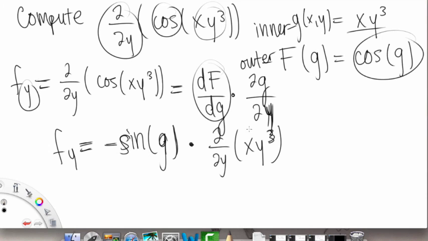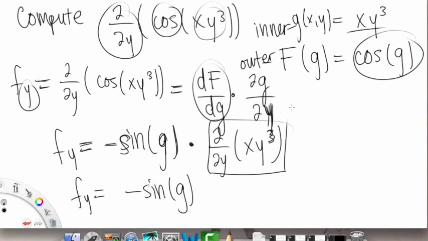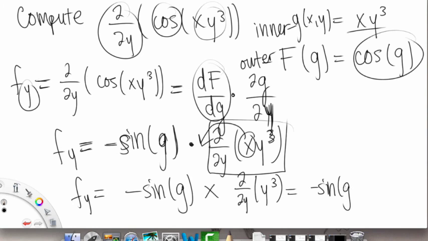Now if we want to simplify a little bit, then we'll get f sub y is equal to negative sine g, and then let's look at this guy. If we're differentiating with respect to y, that means our x is being held constant. So we can bring that out in front and not worry about it. So we have that x there, and then the partial with respect to y of y to the third. That's just going to be a negative sine of g times x times 3y squared. All right, so now I'll move on to the next slide and we shall continue.